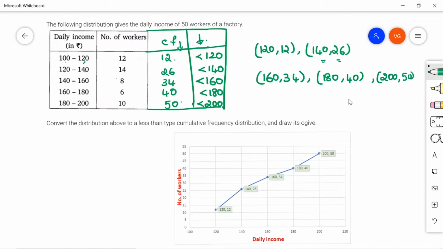So let us mark them on the graph. I am taking the x-axis as daily income and the y-axis as number of workers. So it starts from 120, 40, 60, 80 and 200. So take 120, right? 120 and 12 here. 140 and 26. 160 and 34. 180, 40 and 200, 50. So join them with a freehand curve. So this gives the less than ogive.